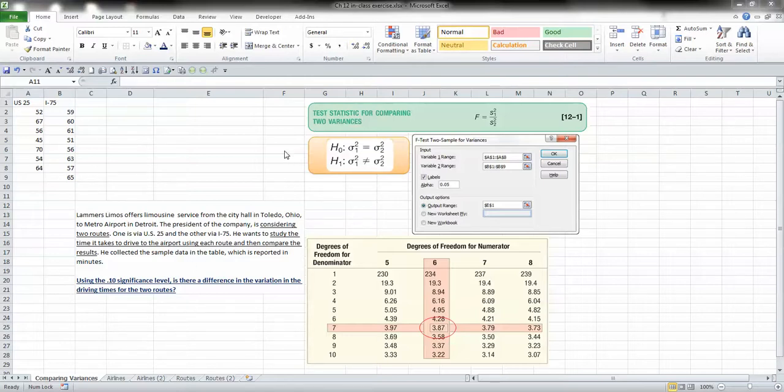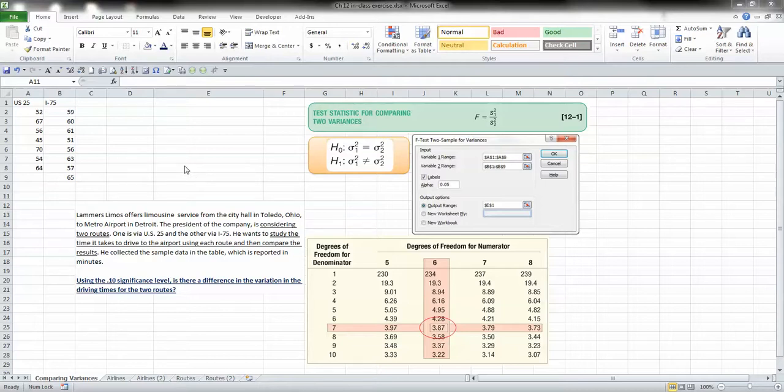So we make our null hypothesis statement, which is that the variation of the population of the first data set, US 25, is equal to the variation of the population of the second data set. The alternate hypothesis then is that they differ, or that they're not the same.